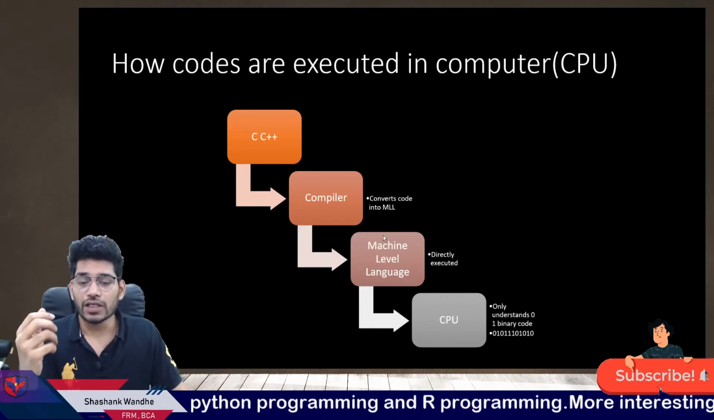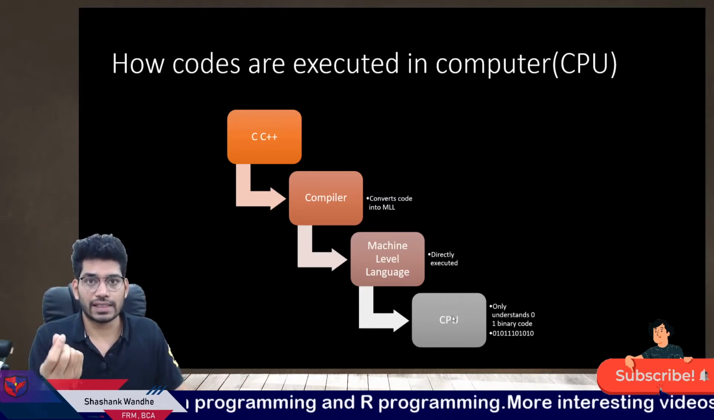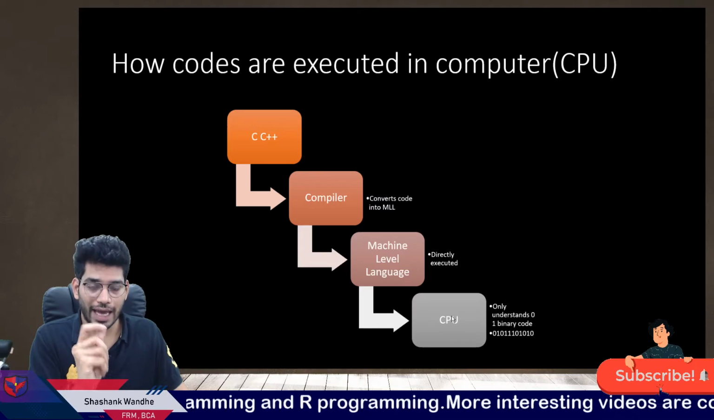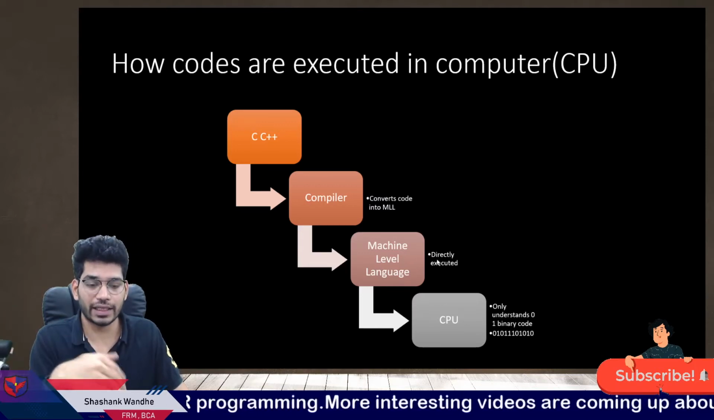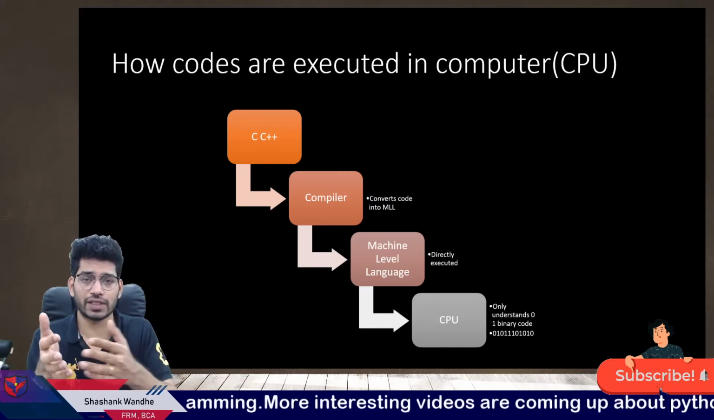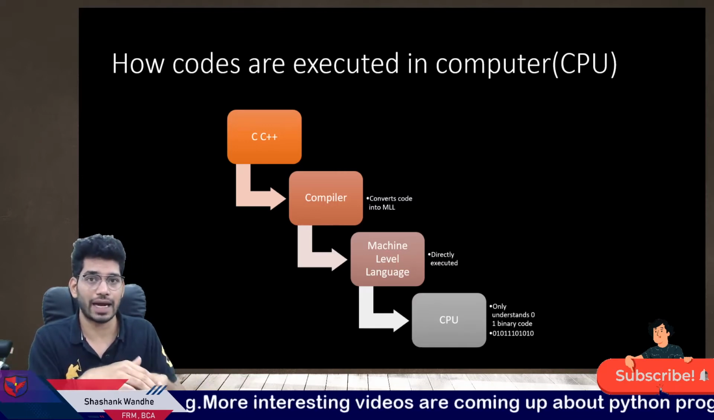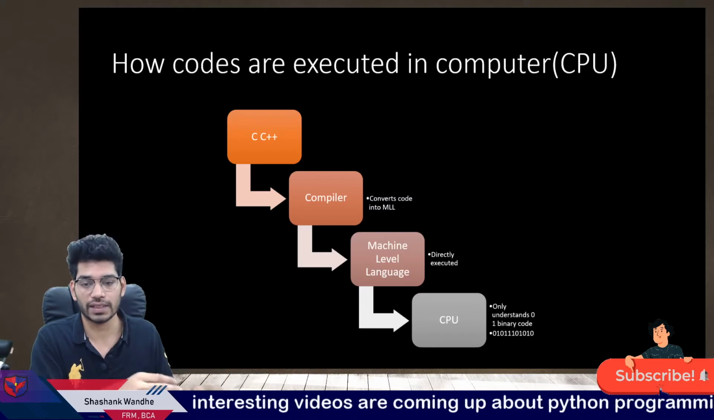Okay, so what type of language is this? What type of language is the 0-1 language? It is the machine level language. Machine level language is directly executed in the CPU because it is in the 0 and 1 form, and the CPU understands 0s and 1s.